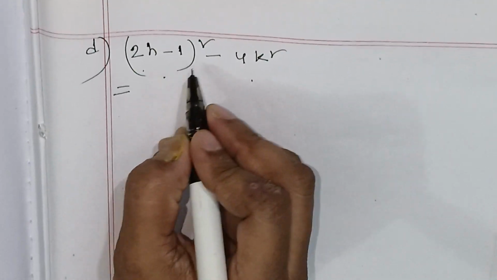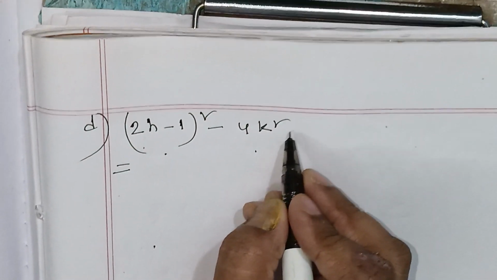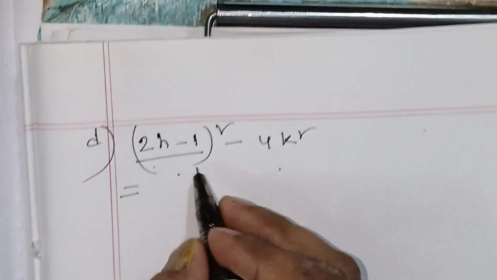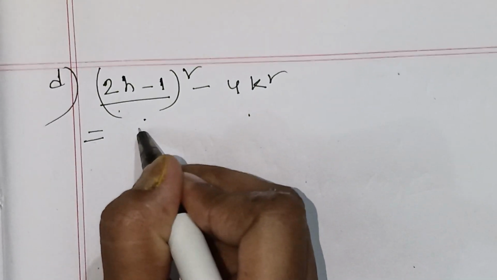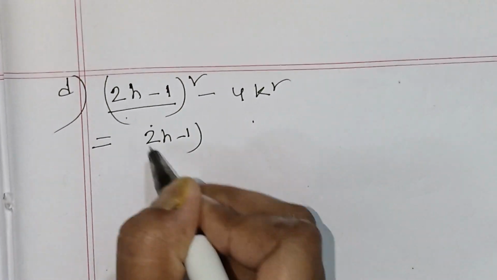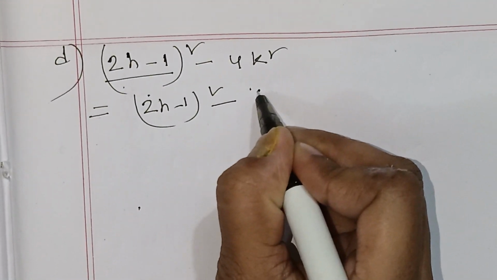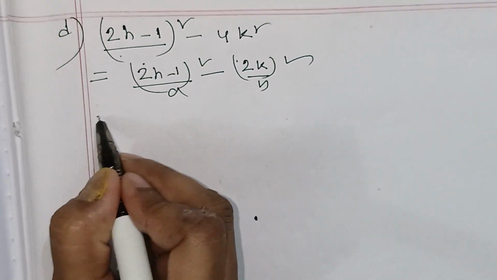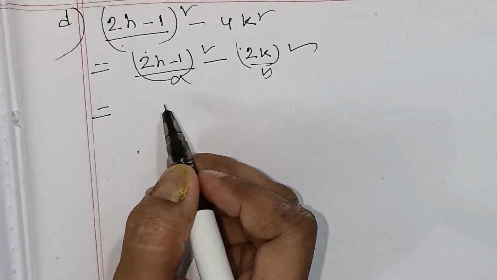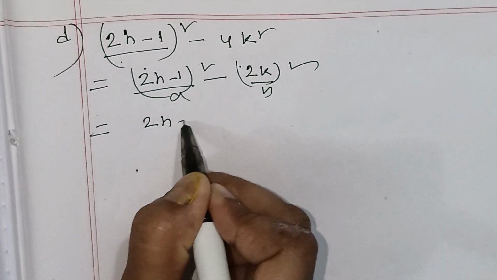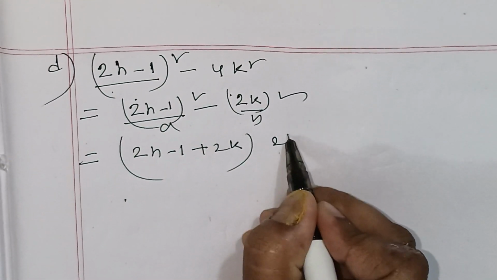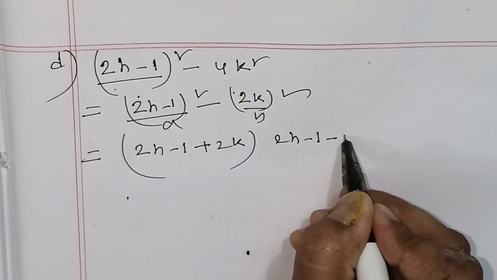So (2h minus 1) whole square minus 4k whole square. So (2h minus 1) whole square in full form is a, and 4 breaks down to (2k) whole square. So this one is a square, and this one, 2k, is b. a square minus b square. We use the formula (a plus b) into (a minus b). So a plus b, a minus b.